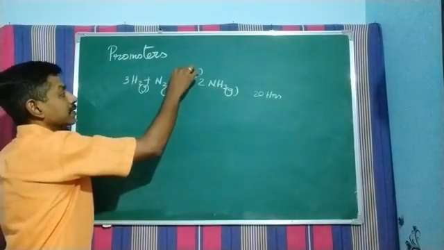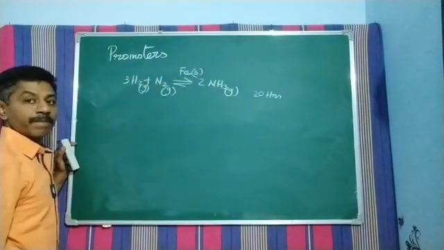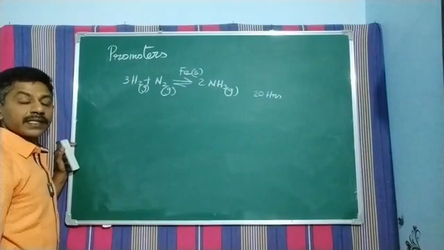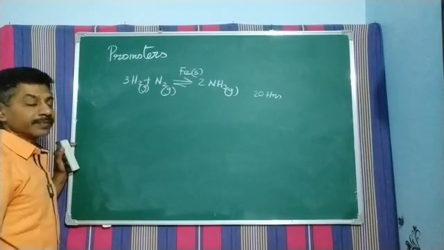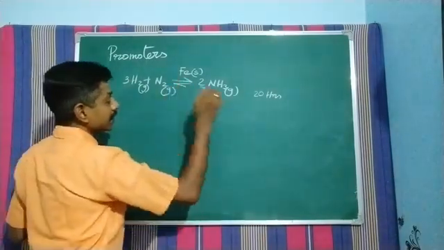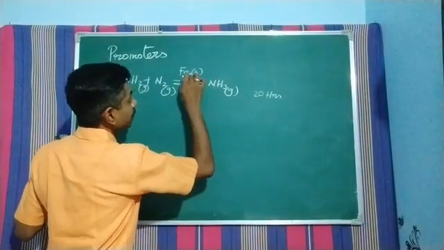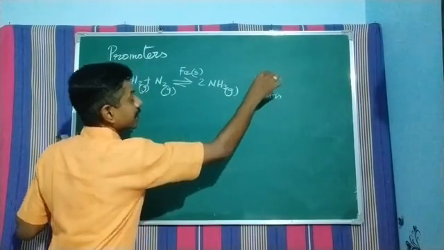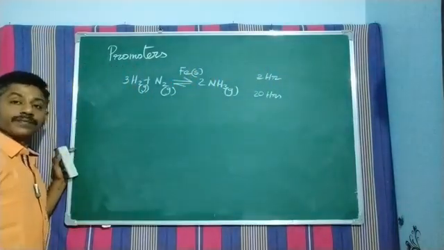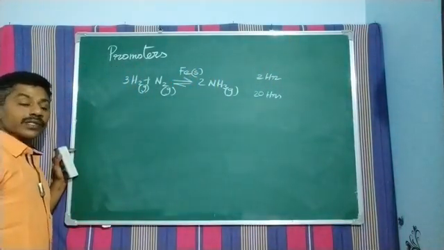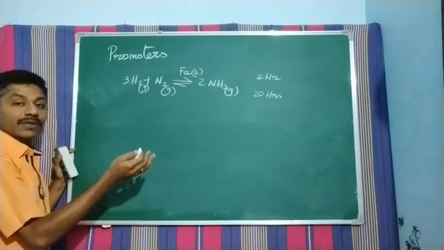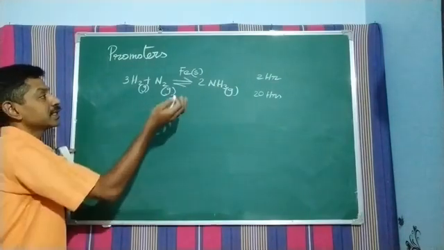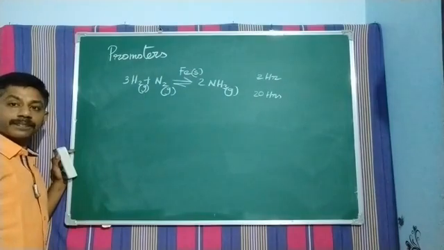I am adding a catalyst, iron. Now what is the nature of the catalyst? It will increase the speed of the reaction. So the catalyst will increase the speed of the reaction, thereby after adding iron, the time of producing ammonia has come down to 2 hours. That shows the catalyst is a positive catalyst, which increases the speed of the reaction.